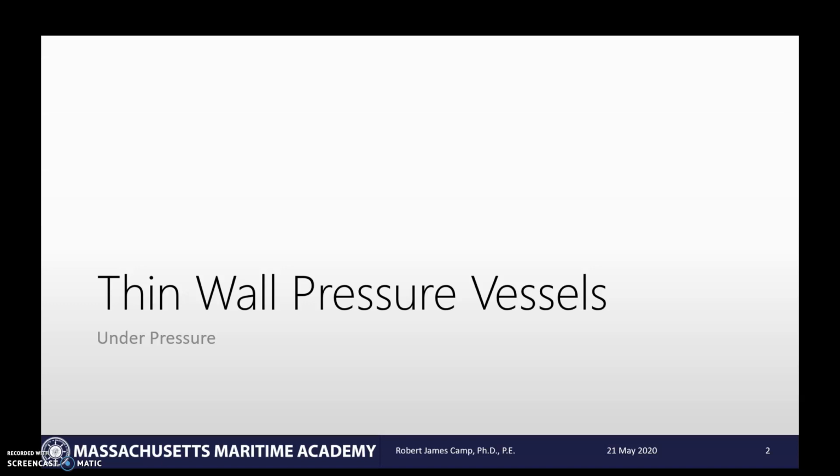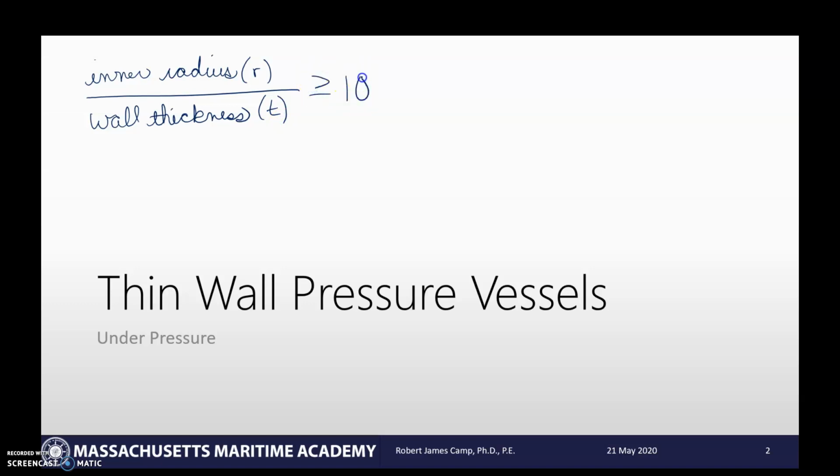The first thing we need to do is define what a thin-walled pressure vessel is. The way we define that is based on the inner radius, because obviously it's going to have some kind of radius somewhere. So the inner radius, R, over the wall thickness. Typically, these things have a constant wall thickness to keep stress concentrations out. But any time that ratio is greater than or equal to 10, we consider it a thin-walled pressure vessel.